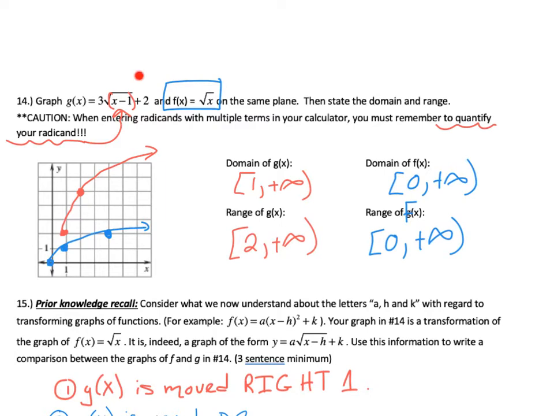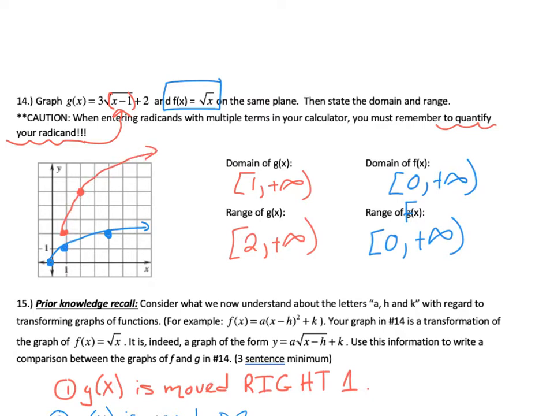Then I went ahead and typed this in my calculator. Be careful, when you type this in your calculator, the new calculators do it automatically, but you've got to make sure you quantify your radicand. In other words, those parentheses should be there when you type it in. And you go to your t-chart and grab a couple of points, and that produces that red graph right there.